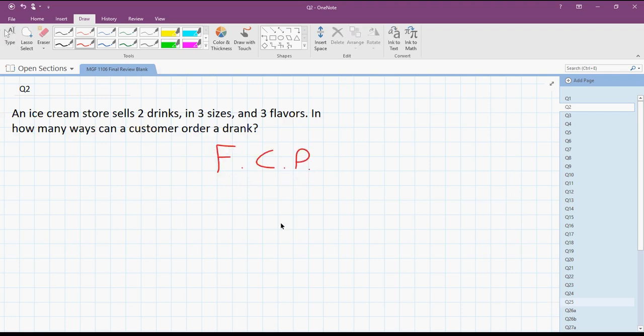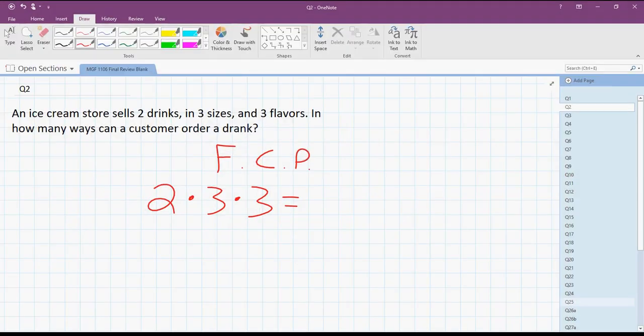Again, because you're dealing with different options here, different items. So we're going to take 2 times 3 times 3, and what do we get? 18? Okay. So there are 18 different drinks, sizes, and flavors that you can mix and match together. Okay?